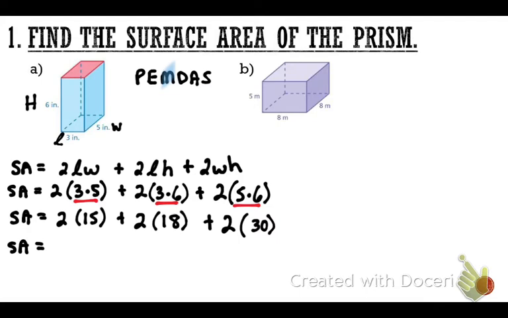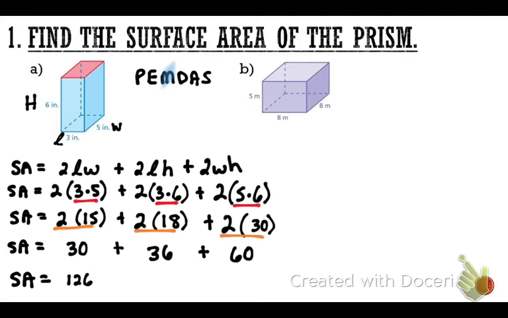All right, now, should I be adding together first or multiplying? Multiply. We are going to multiply each of these together first. 2 times 15? 30. 2 times 18? 36. 2 times 30? 60. Now I'd like you guys to add those up together. What's the answer? 126. Okay, now what kind of units do you think I need to have here? Inches squared. Why do you think I need to square the units? Because you are finding the surface area of the object.